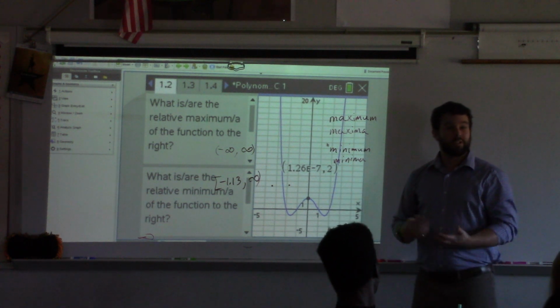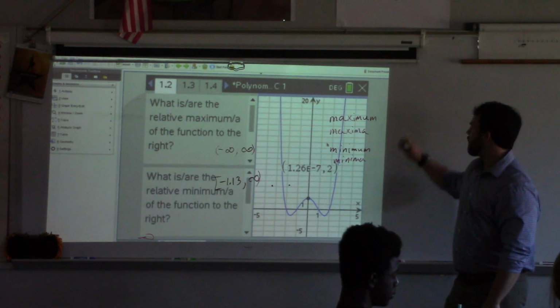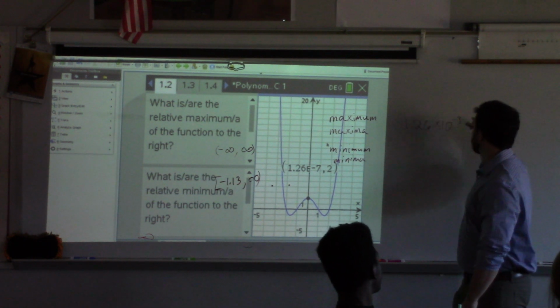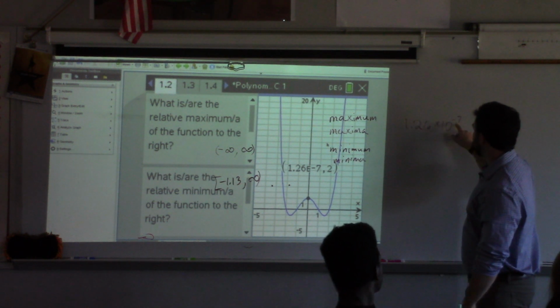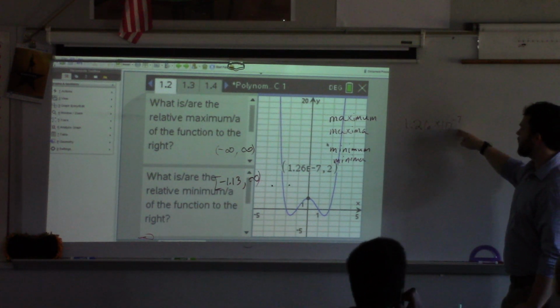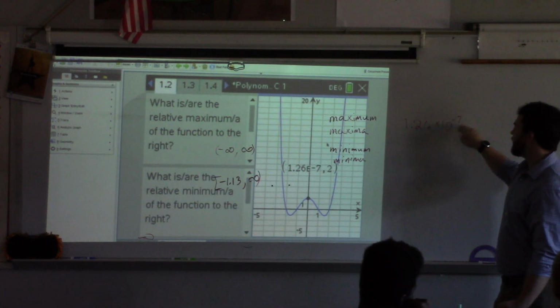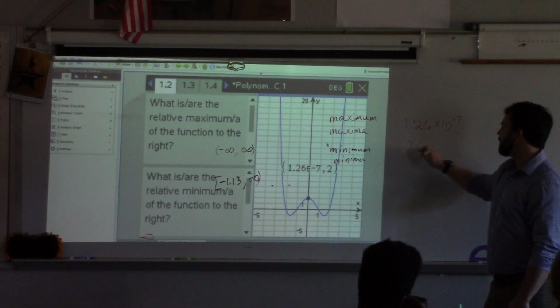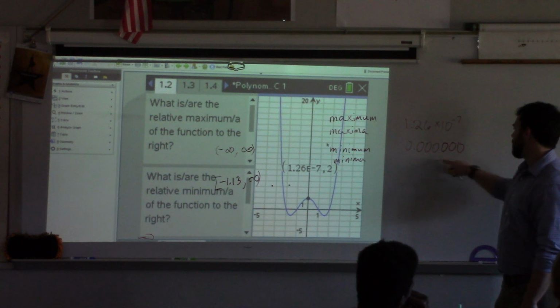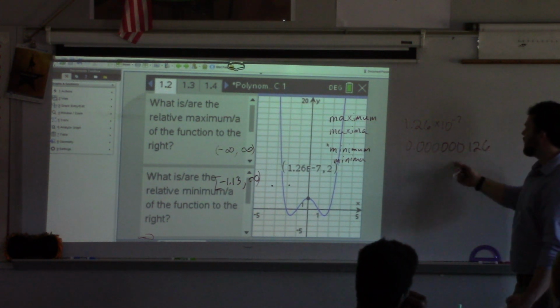Okay, we talked about this a little bit before. Remember, when it's e to the negative 7, that's scientific notation. Which means a negative exponent is repeated division, so I'm dividing by 10 7 times. That's going to move my decimal 7 times. What is that really close to?